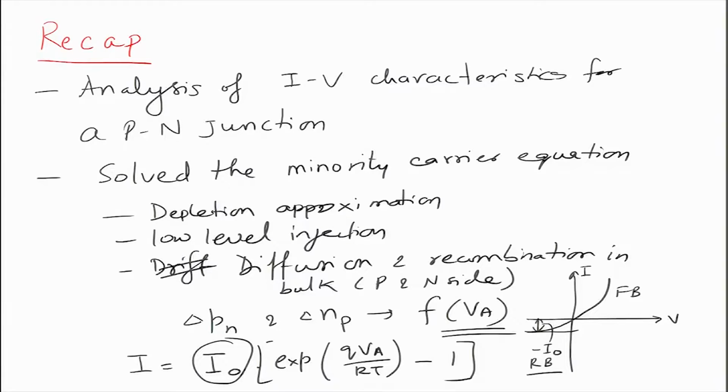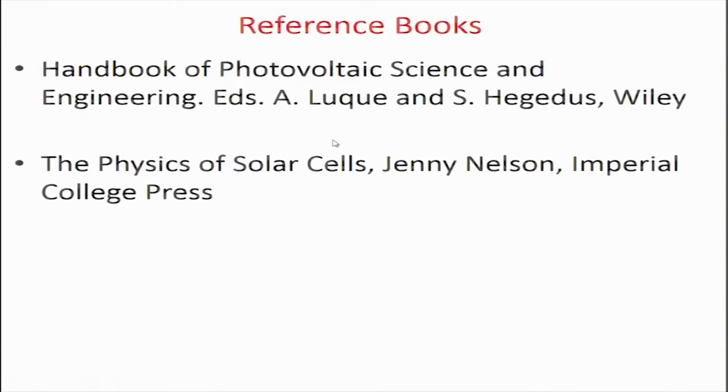This analysis we did in the last class, and if you go through the lectures of the last class again and again, it will become more clear as you solve the diffusion equation yourself. It is a simple second order differential equation which is very easy to solve. Now, what we will do today is we will analyze the p-n junction characteristics of a device in light. For this I would first recommend these books.